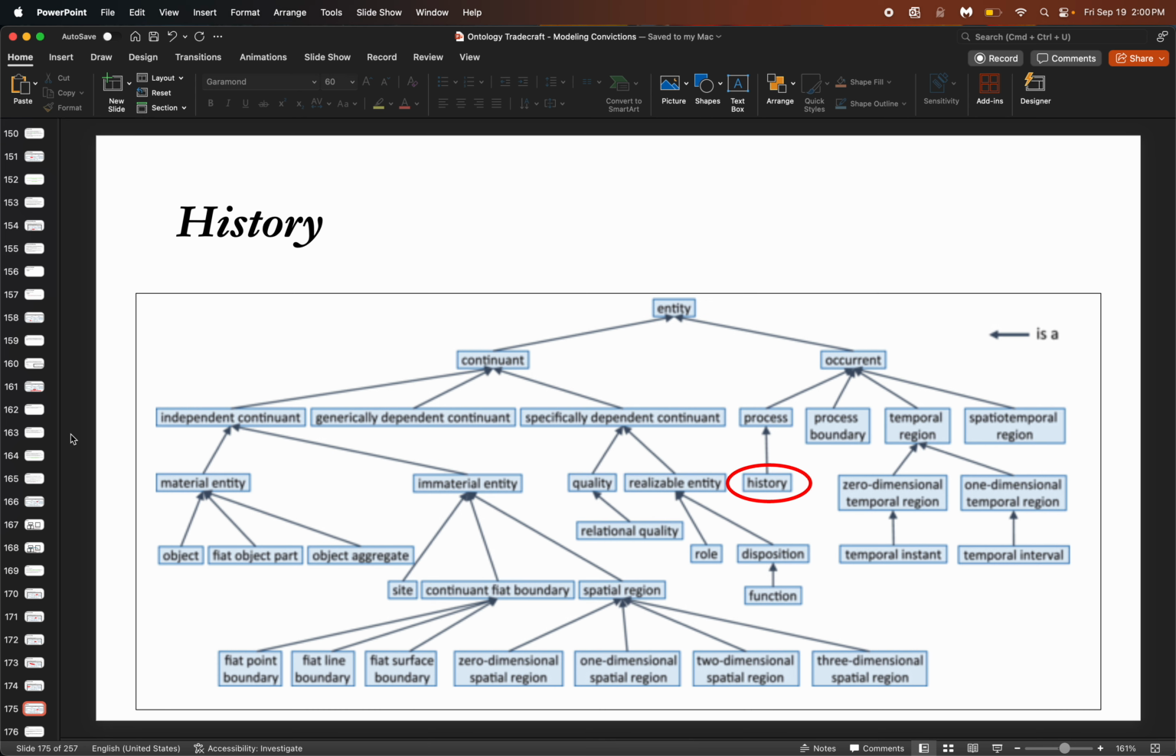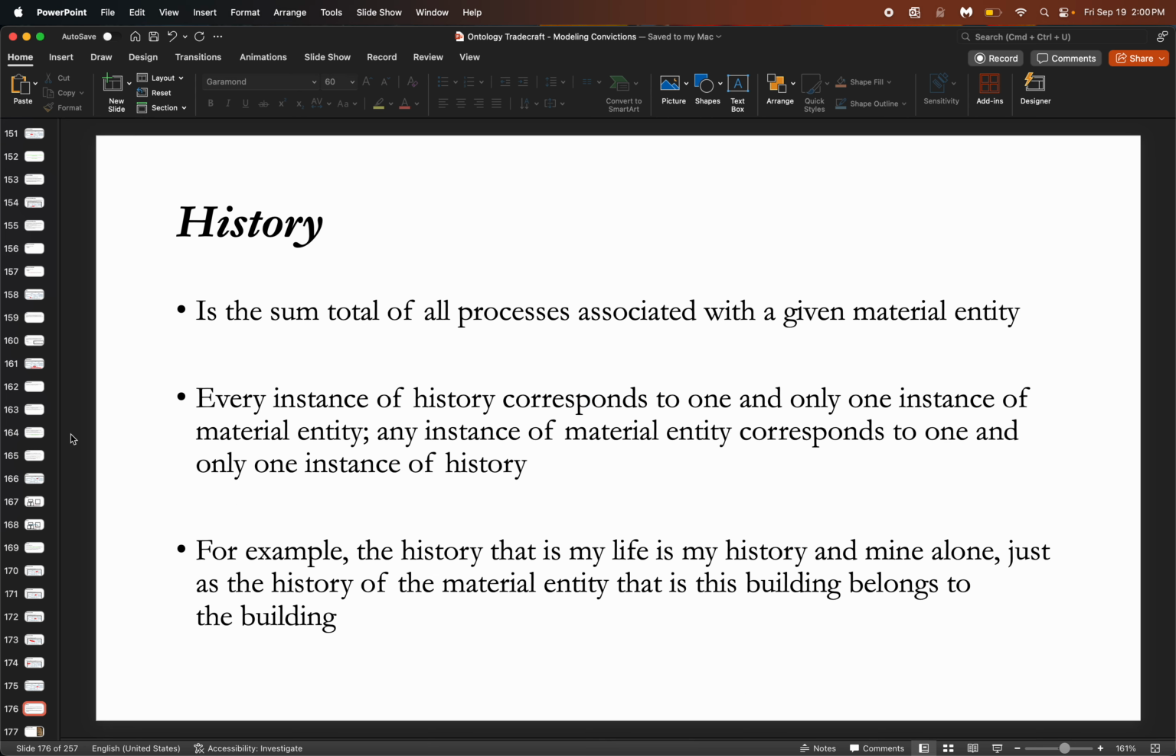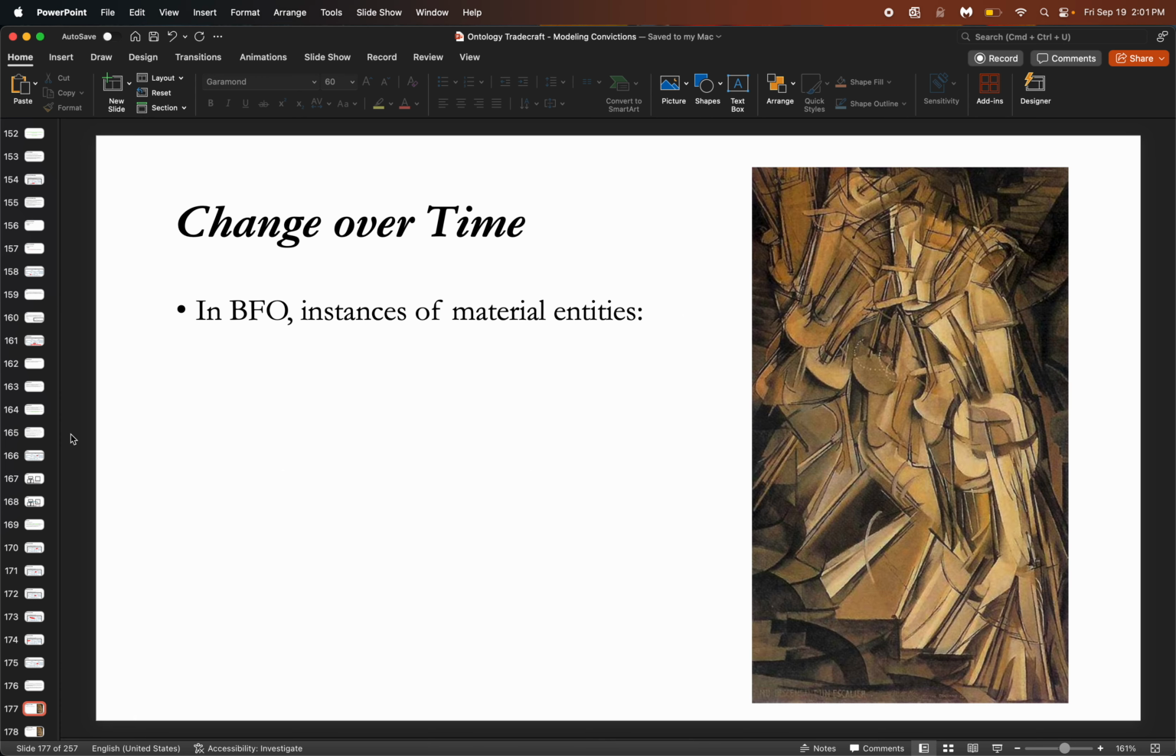Now, processes, there's a special class to identify under here, which is a history, which is the sum total of all processes associated with a given material entity. And every instance of a history corresponds to one and only one material entity. So my life is mine and your life is yours. And these are histories that we have, and that's just the sum total of all processes that we participate in over the course of our lives.